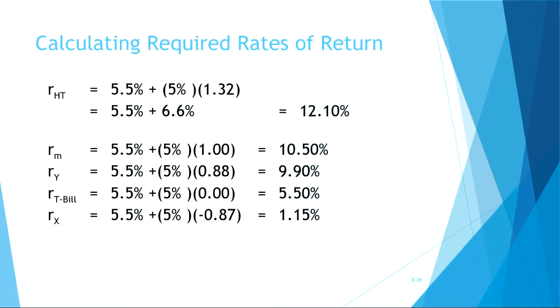So here is the calculation. For high-tech company, the risk-free rate is 5.5% plus 5 times beta, which is 6.6. So altogether 12.10 is your calculated required return. So this is not an expectation. This is a calculation. Is it clear? Any questions?